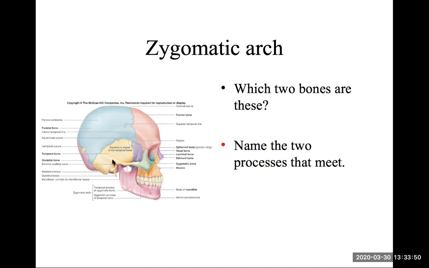These processes have names which at first seem kind of silly. The temporal bone has a zygomatic process, and the zygomatic bone has a temporal process, this shorter piece right here. I think of these processes as being named for the bone that they're reaching out to touch. So here we have a zygomatic process that's going to touch the zygomatic bone, and we have a temporal process that's going to touch the temporal bone.